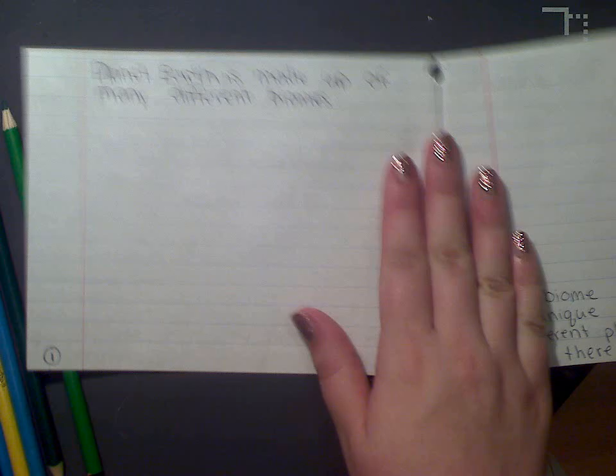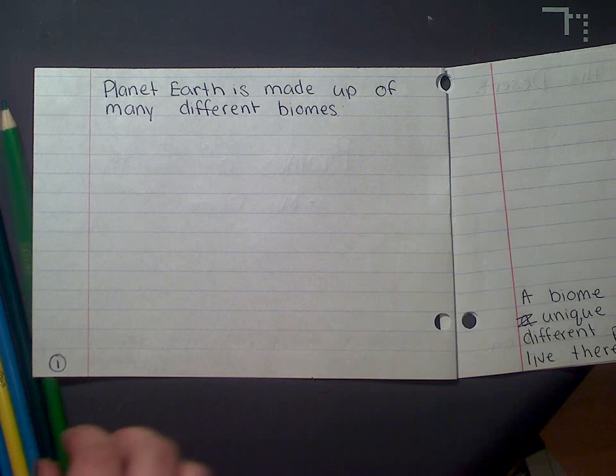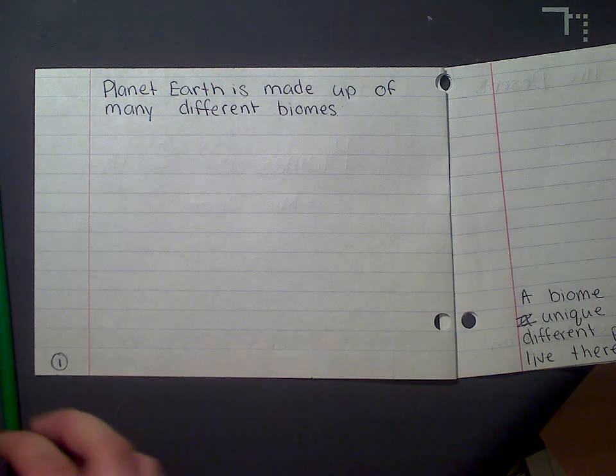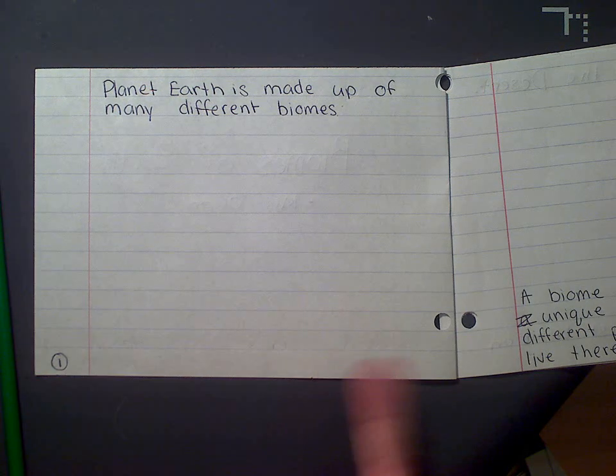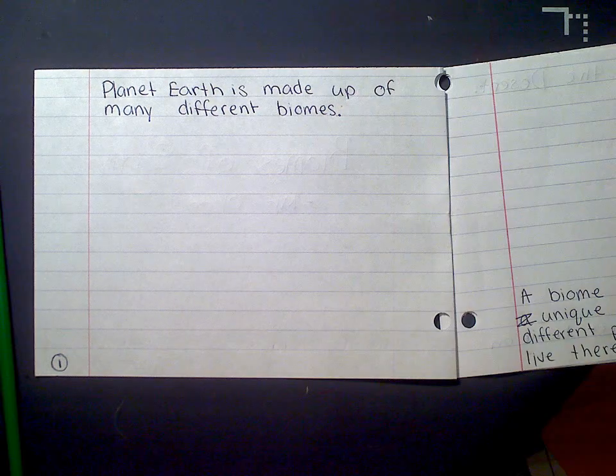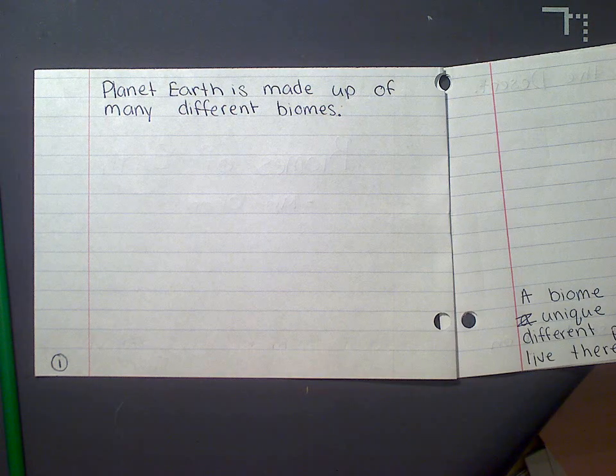After that, I'm going to open up, and I already pre-wrote out my words to save a tiny bit of time here, so I can show you pictures. But this says, planet Earth is made up of many different biomes. Okay? Period. That's my first sentence. I know it's only one sentence. That's okay. I'm just putting one sentence on my first page.